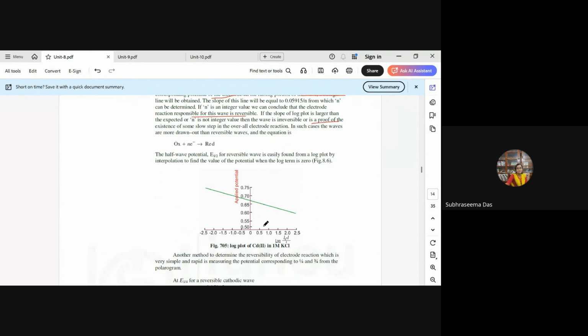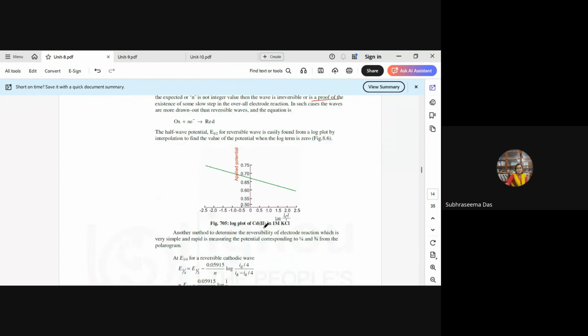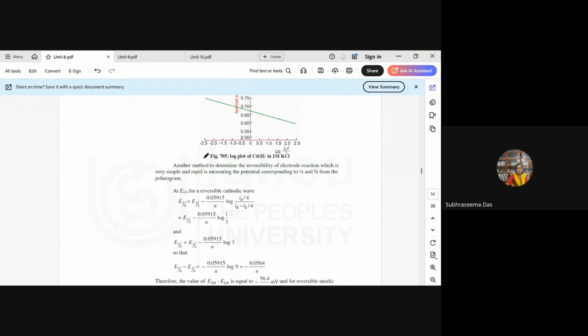Here, this is figure 7.5. Here we can see the log plot of cadmium 2 in 1 molar HCl. This is how it looks. The half wave potential for a reversible wave is easily found from a log plot by interpolation to find the value of the potential where the log term is 0, as in figure 8.6.